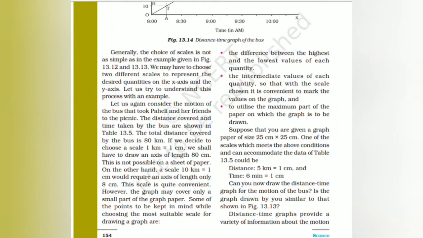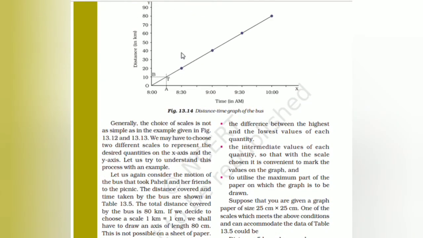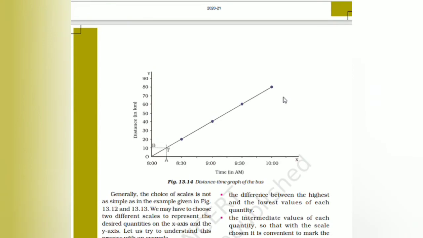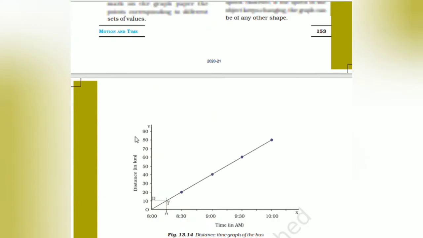Generally the choice of scales is not simple. Here is another distance time graph, for the bus. So another vehicle is taken, the bus. It started at 8 a.m. and the last point is 10 a.m. The distance starts from 0 and ends at 90.